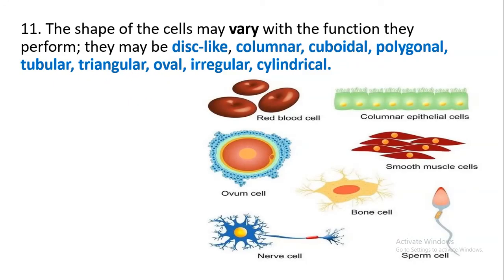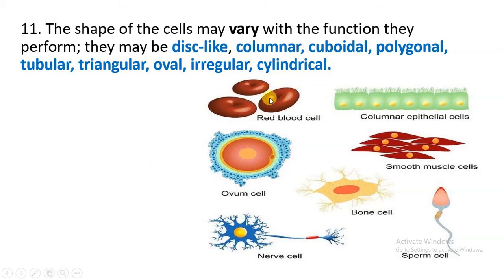So there are various shapes of the cells found. Each and every cell can vary from one another. Why? Because they all have different functions, they are all performing different functions. That is why there is so much variation seen in the cell.